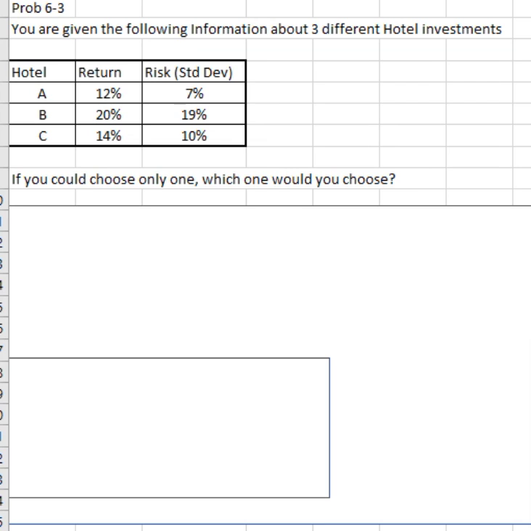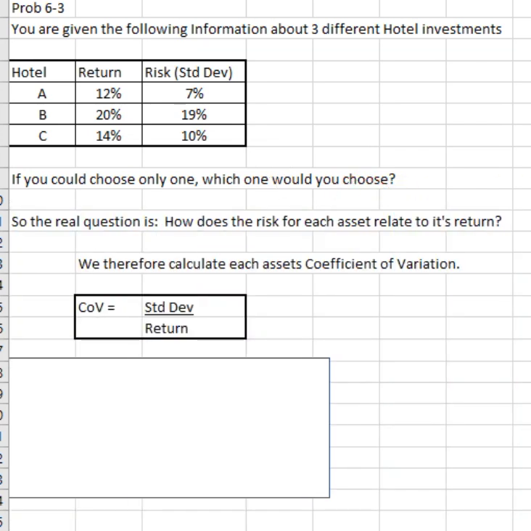Well, it's an interesting question because the alternatives are really based on 3 different values of returns and risk. And when you look at this, perhaps the real question should be, how does the risk for each asset relate to its return? If I had an idea of the units of risk for every unit of return, we could have a better picture of a comparison between the 3 different investments.